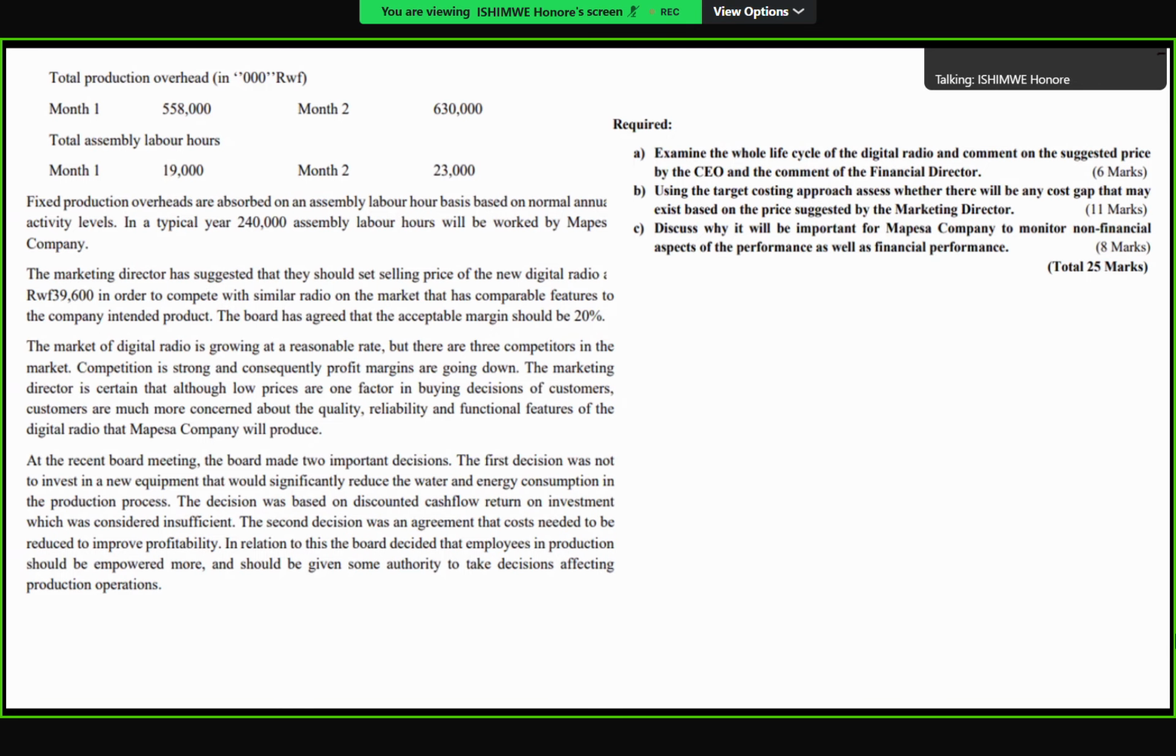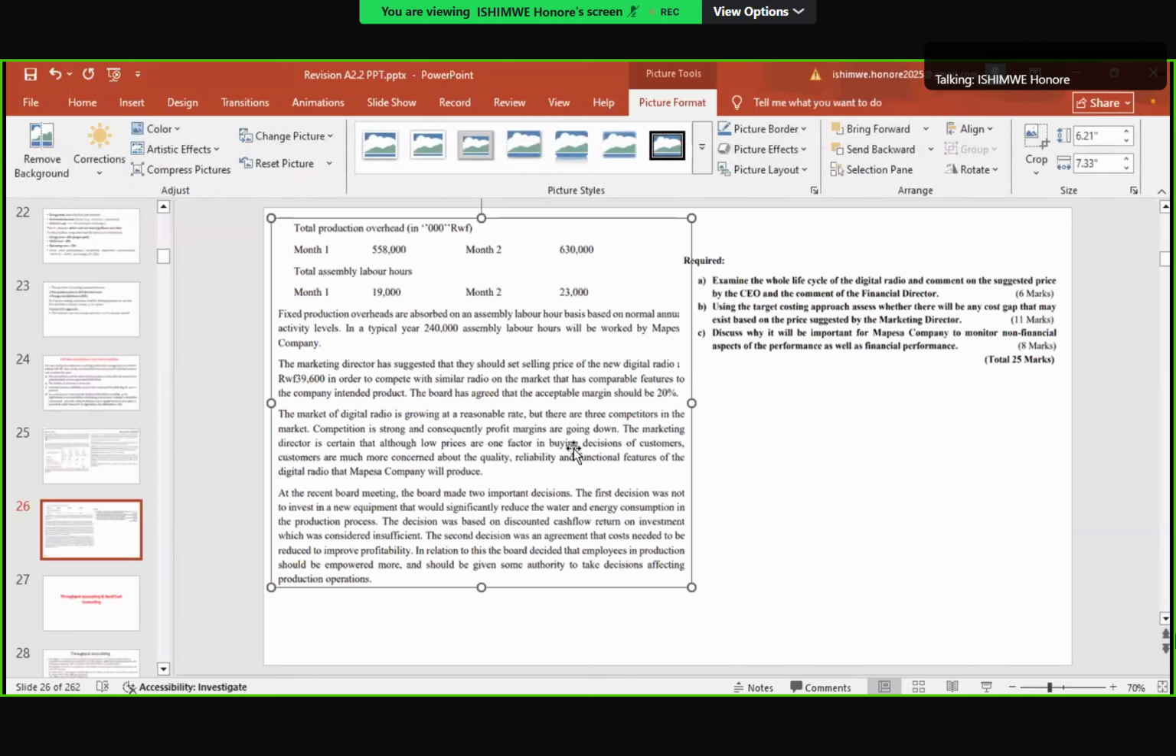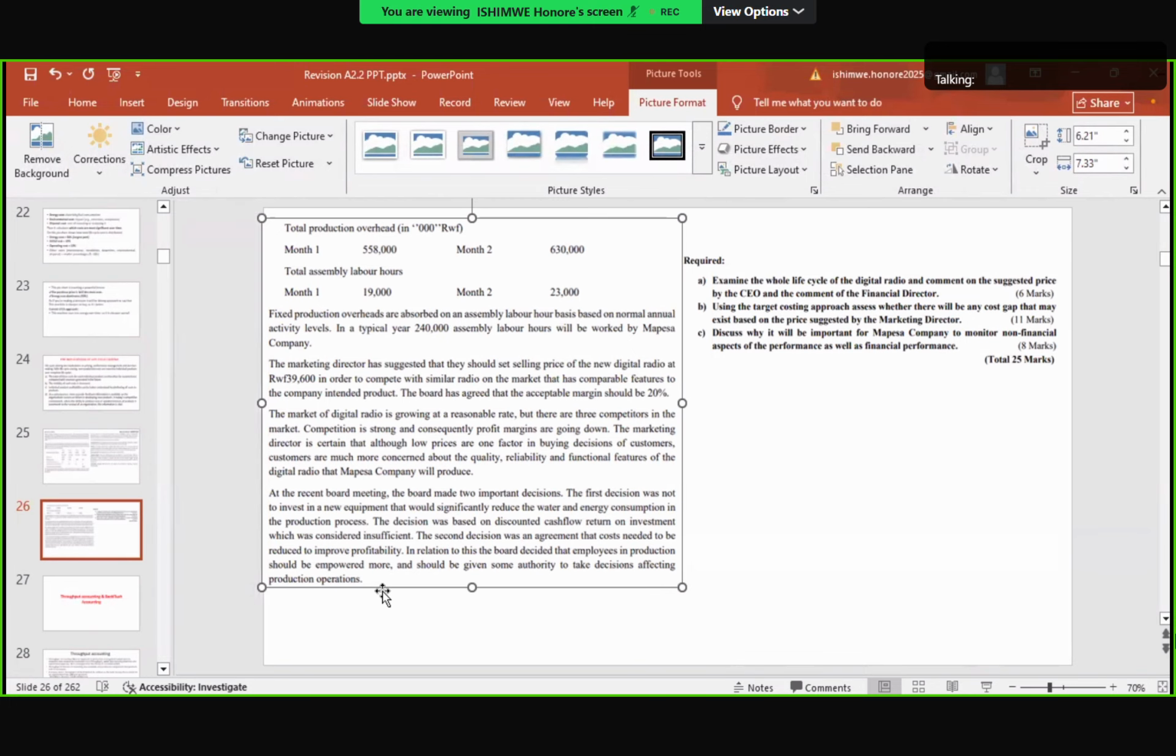worked by Mapesa company. The marketing director has suggested that they should set the selling price of the new digital radio. Okay, allow me to do this. And I see here something is not okay.